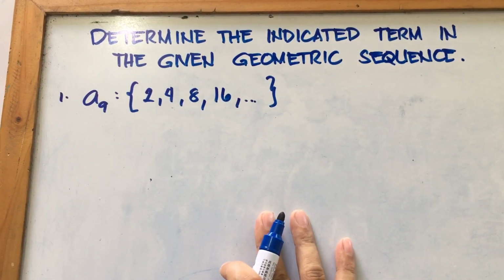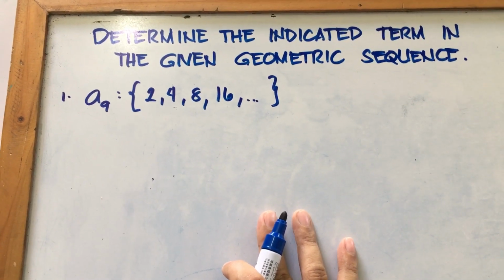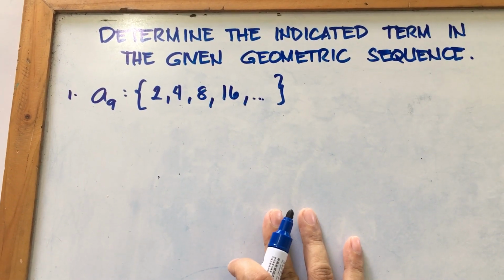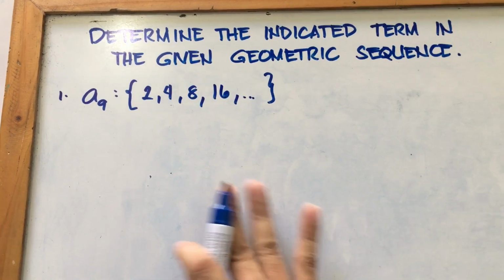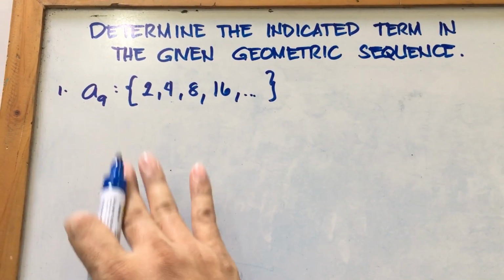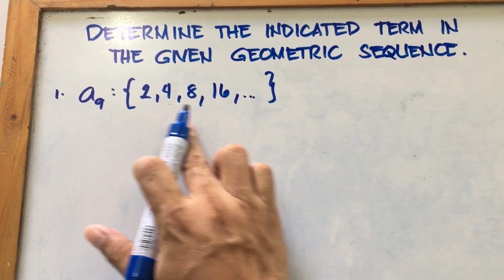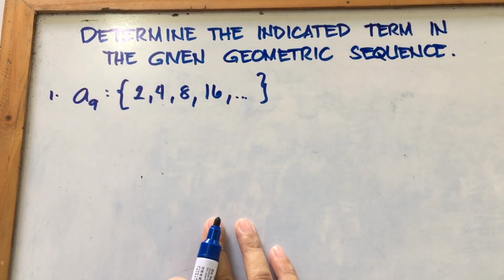Now, if you're asked to find the indicated term in a given geometric sequence, we need to use the geometric sequence formula. But before you know if it is a geometric sequence or not, we need to identify if it is a geometric sequence or an arithmetic sequence. So I have here an example.